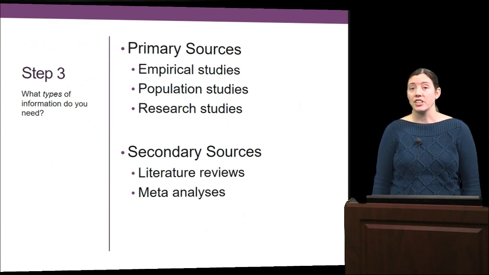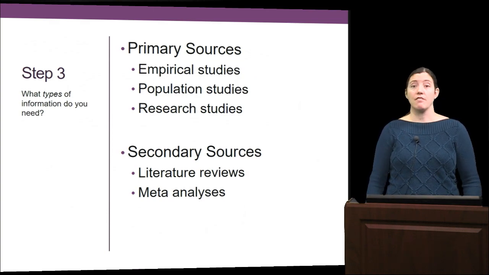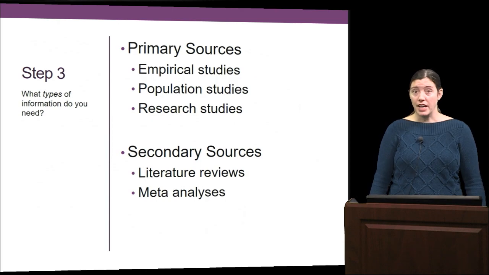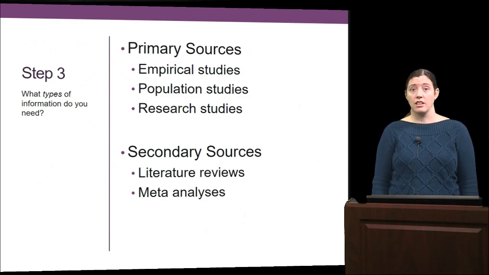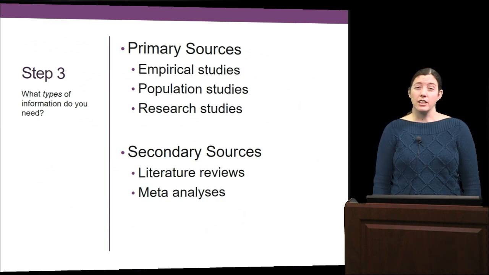They can also be population studies that do surveys. And for example, in our topic, it might be surveys of family caregivers of older adults to see how many of them experience stress. Secondary sources like literature reviews or meta-analyses are not things that you can use for one of your main sources in this research paper, but they can lead you to really great primary empirical research articles.